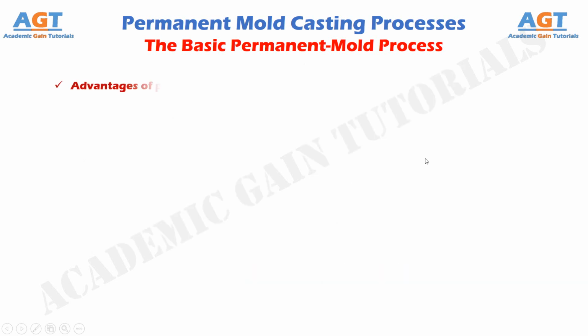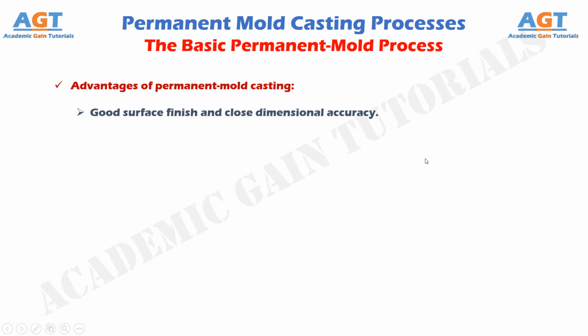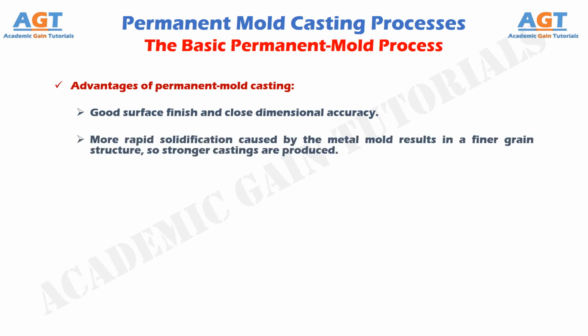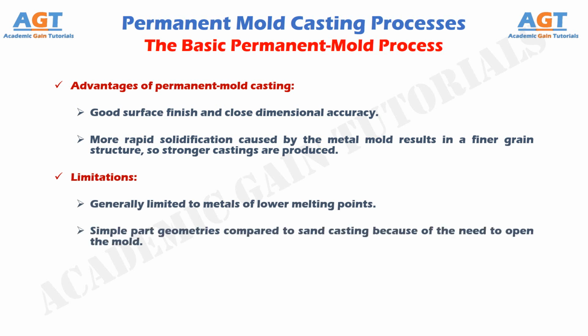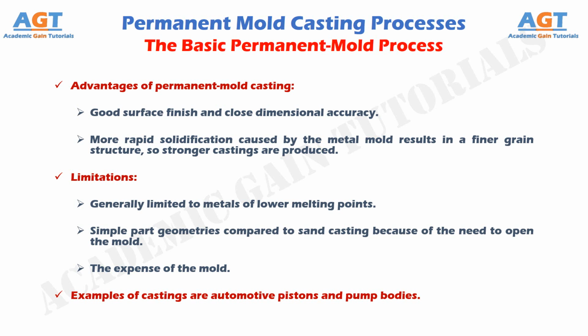Advantages of permanent mold casting include good surface finish and close dimensional accuracy. More rapid solidification caused by the metal mold results in a finer grain structure, so stronger castings are produced. The limitations include: generally limited to metals of lower melting points; simple part geometry compared to sand casting because of the need to open the mold; and the expense of the mold. Examples of castings are automotive pistons and pump bodies.